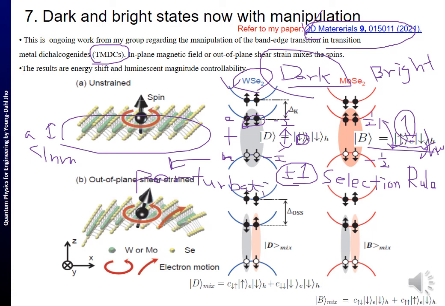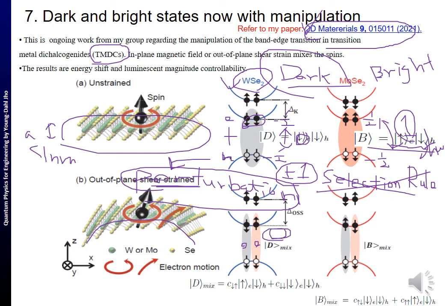Also, there could be something called shear strain. Shear strain means the material is distorted in this way. It acts as a perturbation. When you have a perturbation, this spin selection rule is broken, so that not only dark but also bright states are mixed. That's why this sample can emit light.